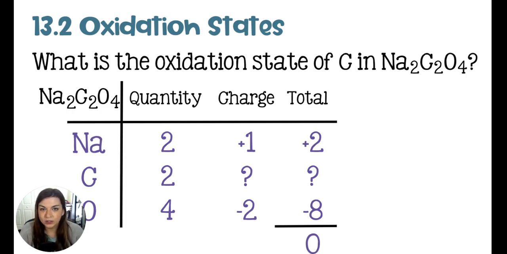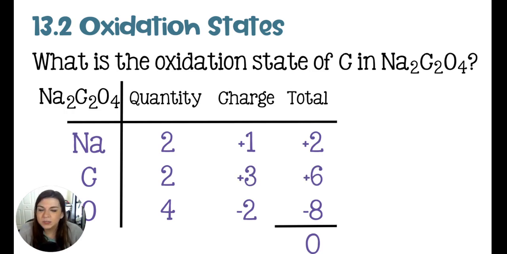Carbon is a little bit weird because it's a nonmetal that doesn't have a specific rule. So I just leave that as a question mark, but I do know that there's 2 carbons. And with oxygen, oxygen has a rule that it is always -2. I have 4 of them, so all 4, each with a charge of -2, is going to give me an overall of -8.